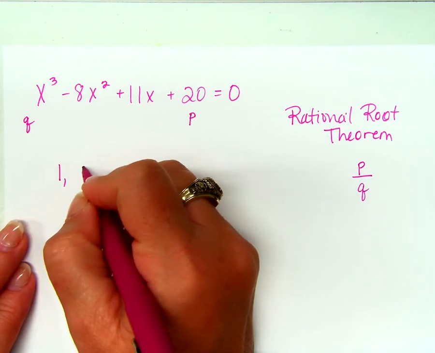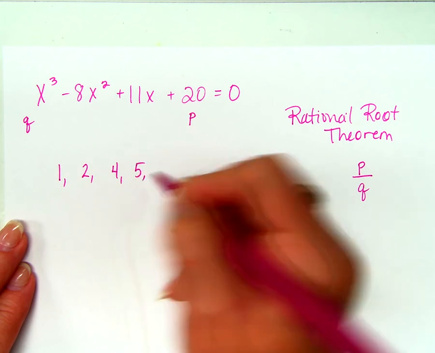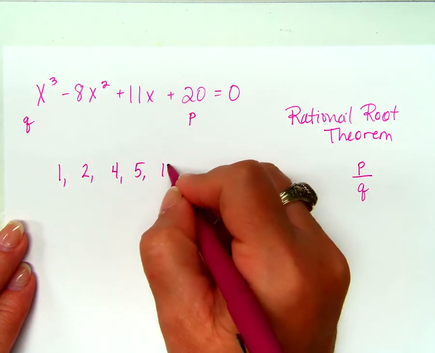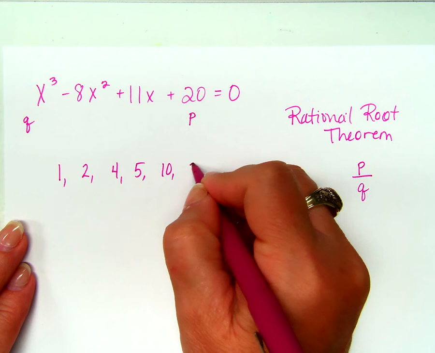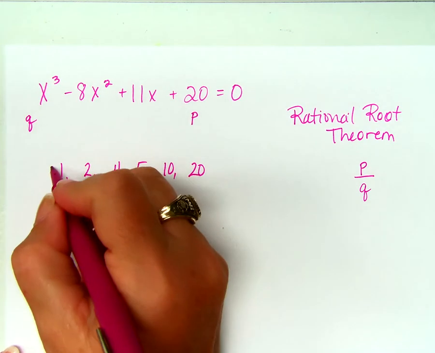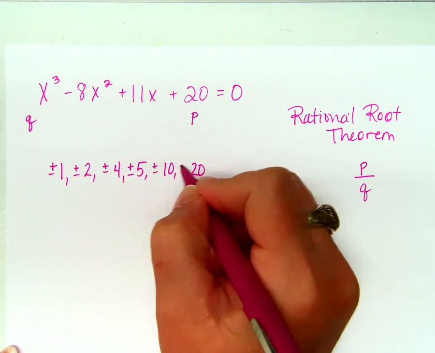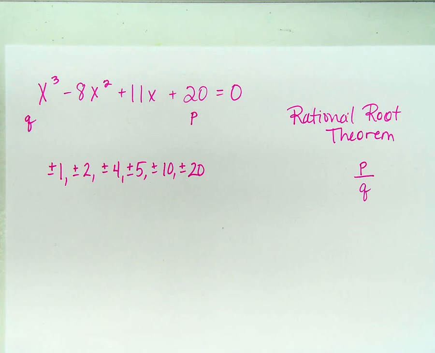1, 2, 4, 5, 10, and 20. Are there any more, or is that it? That's it, right? Except what about the negatives? What two numbers multiply to be 20? 1 and 20, right? But what else? Negative 1 and negative 20. So I actually have to think of positive and negative 1, 2, 4, 5, 10, and 20.